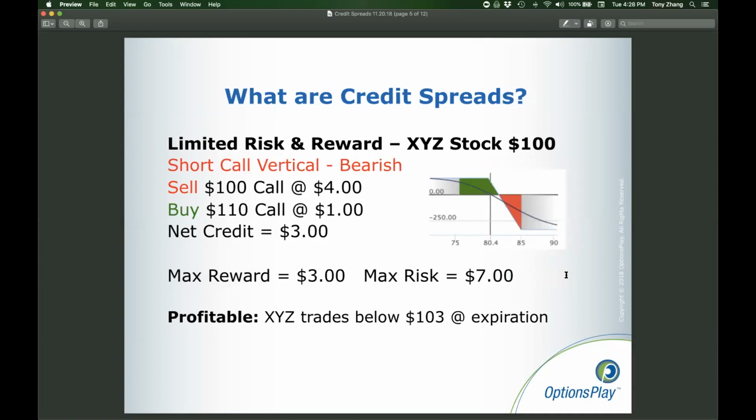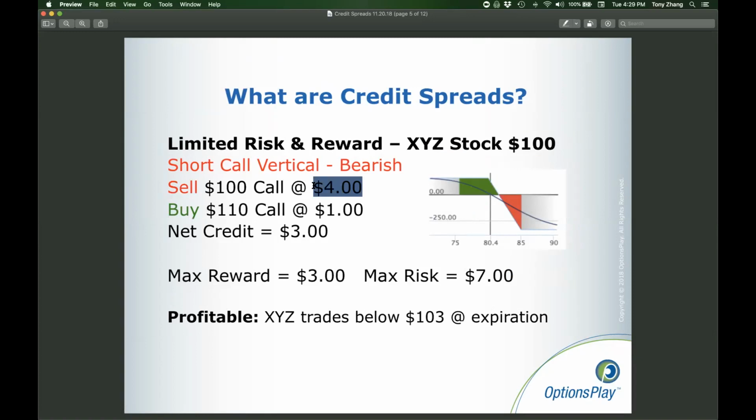A bearish credit spread is basically the exact opposite. Same thing, let's say we take stock XYZ trading at $100. In this particular case now, we're bearish on this trade. So what can you do? You start off by selling a $100 call. If you sold a naked $100 call on a stock that you're bearish on, you would collect the $4 credit that you received by selling that $100 call. However, selling a naked call has unlimited risk.